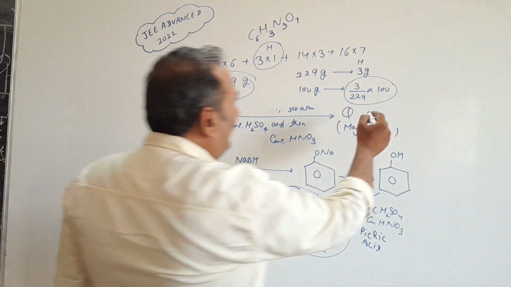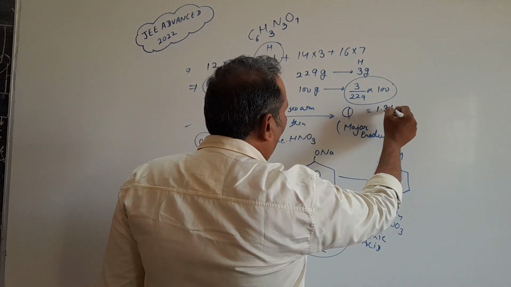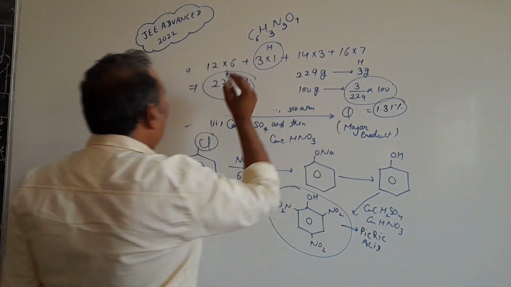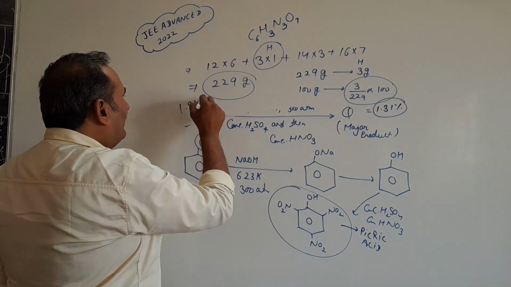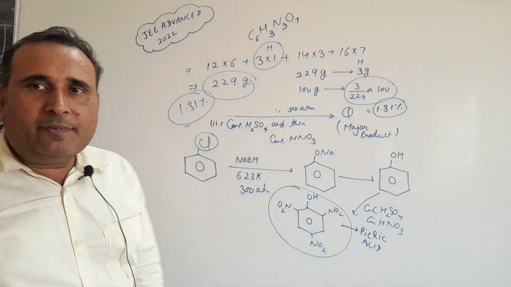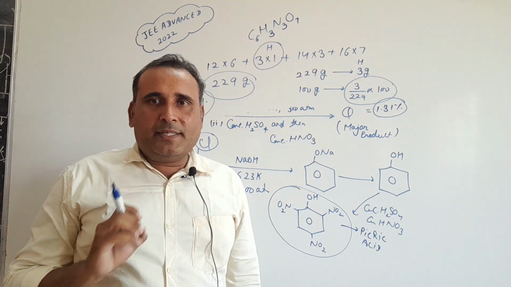So it will become approximately 1.31%. So our answer will be 1.31%. 1.31% hydrogen is present in this compound.